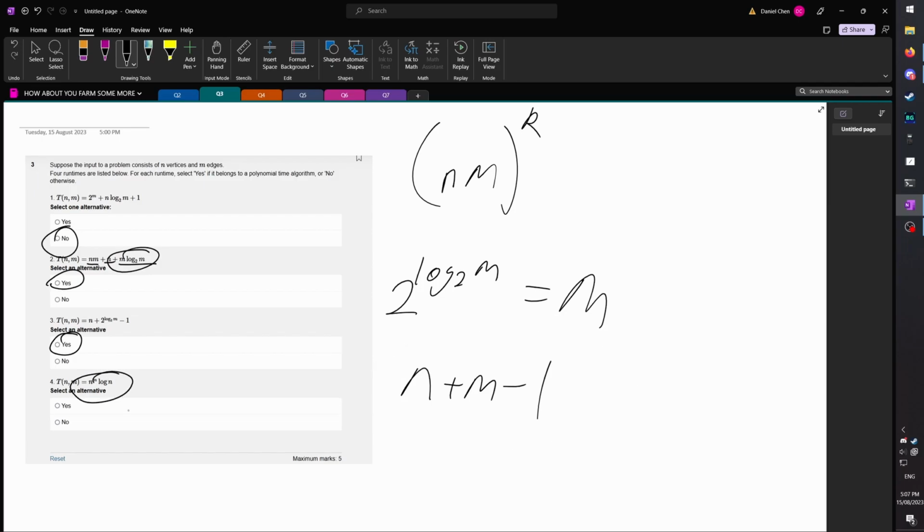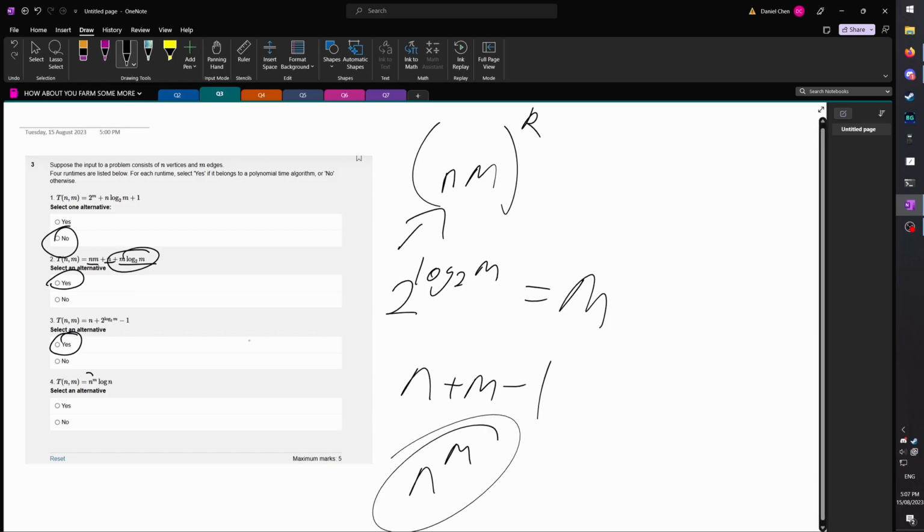This similarly is not polynomial because you have n to the m. So it doesn't really matter what it's to. It's 2 to the m, n to the m. It's all not bound by any of these for any k. So yeah, nice and simple.